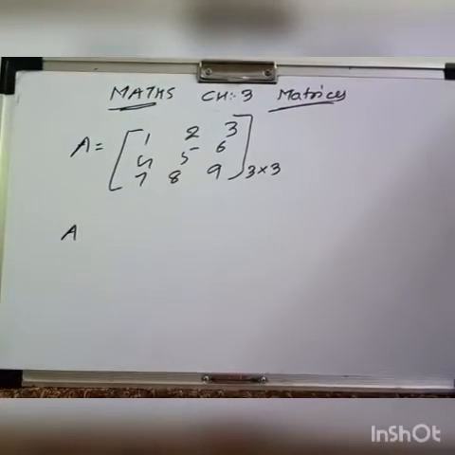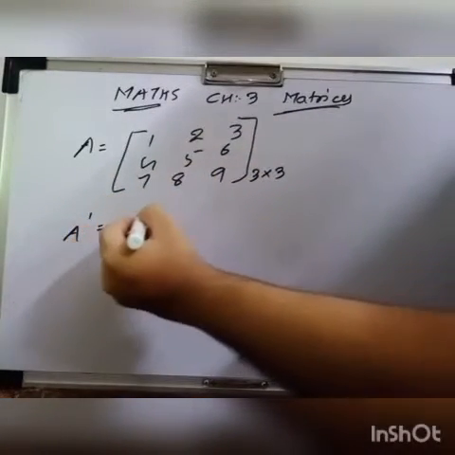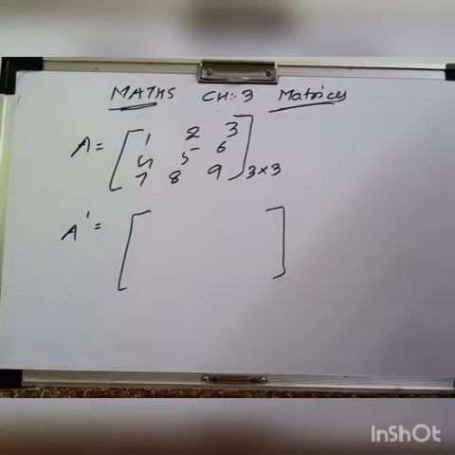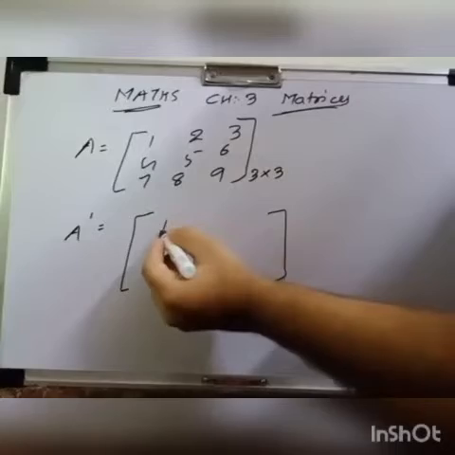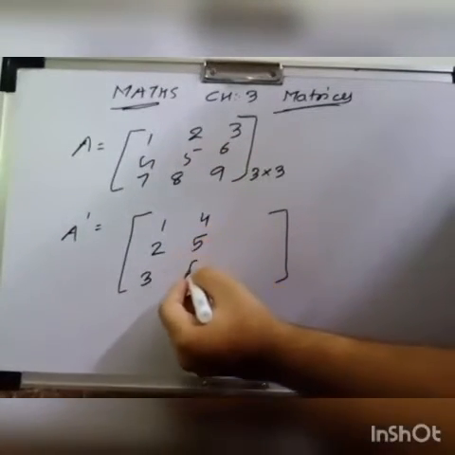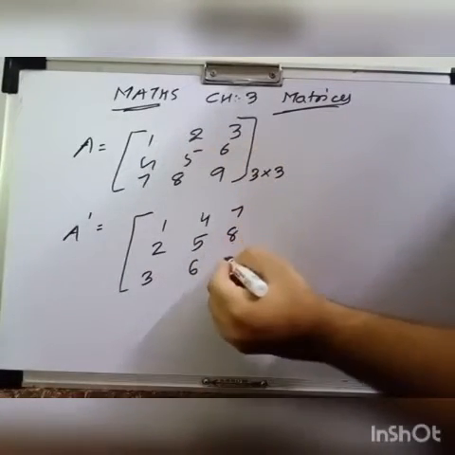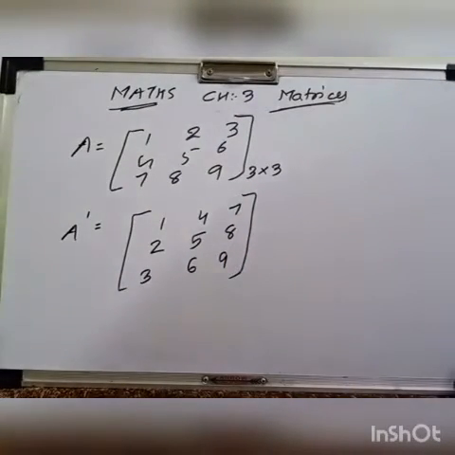of a matrix, then symbolically it is denoted as A dash. So in transpose of a matrix, we will convert each row into a column. Means my first row will become my first column, my second row will become my second column, and my third row will become my third column. This is how we take the transpose of a matrix.